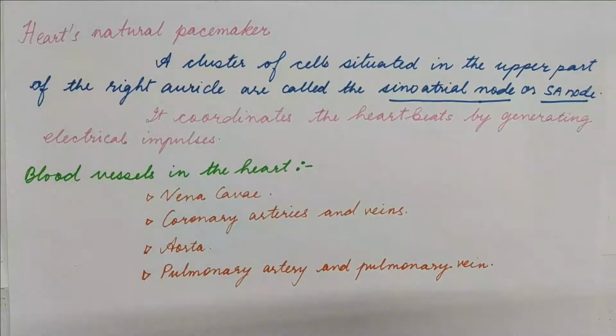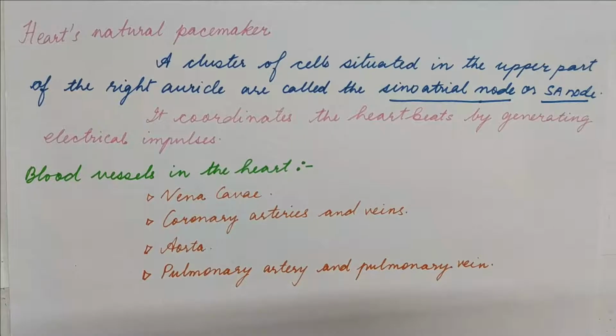Moving on to the next part, that is the heart's natural pacemaker. Now you know there is a cluster of cells in the upper part of the right auricle which is actually helping in coordinating the heartbeat. That cluster of cells is known as the sinoatrial node or the SA node, and they generate the heartbeat with the help of electrical impulses, and that's why they are known as the heart's natural pacemaker.